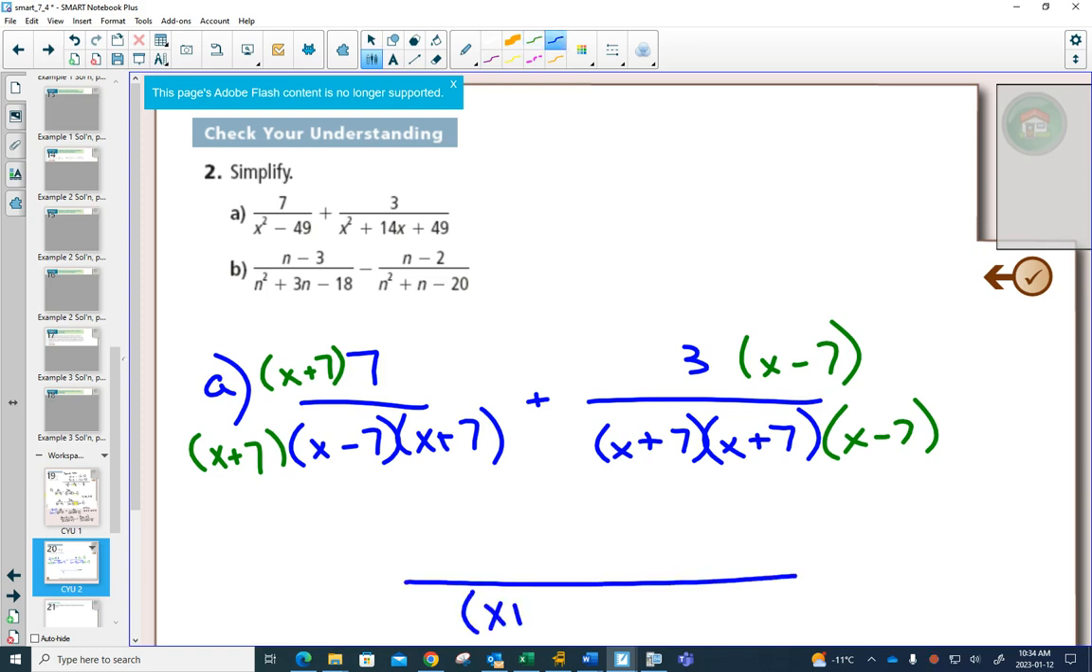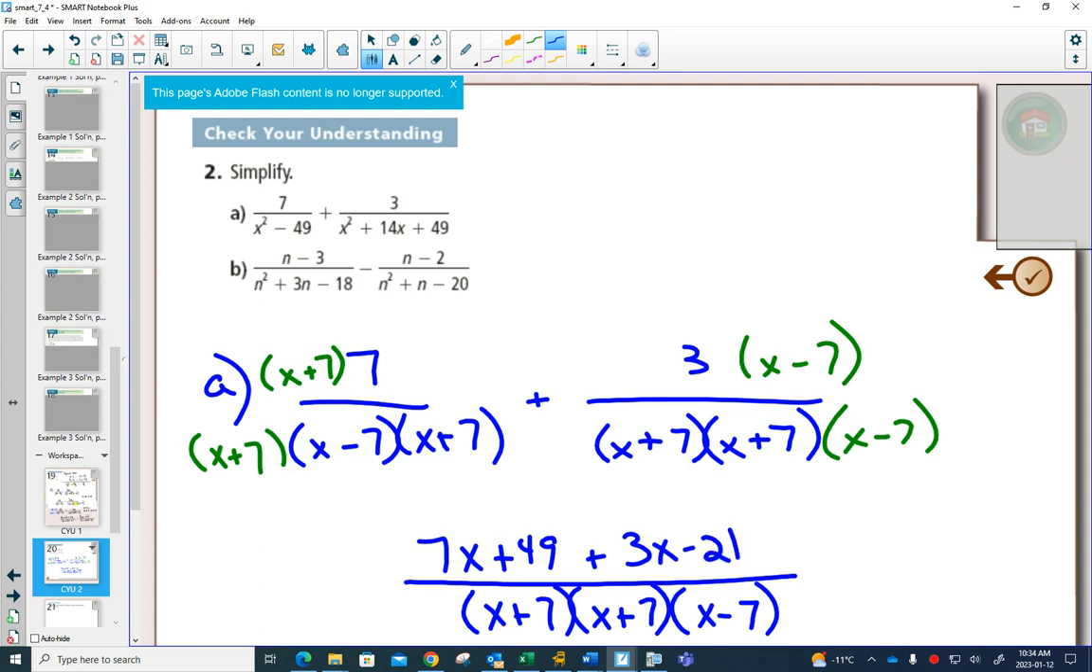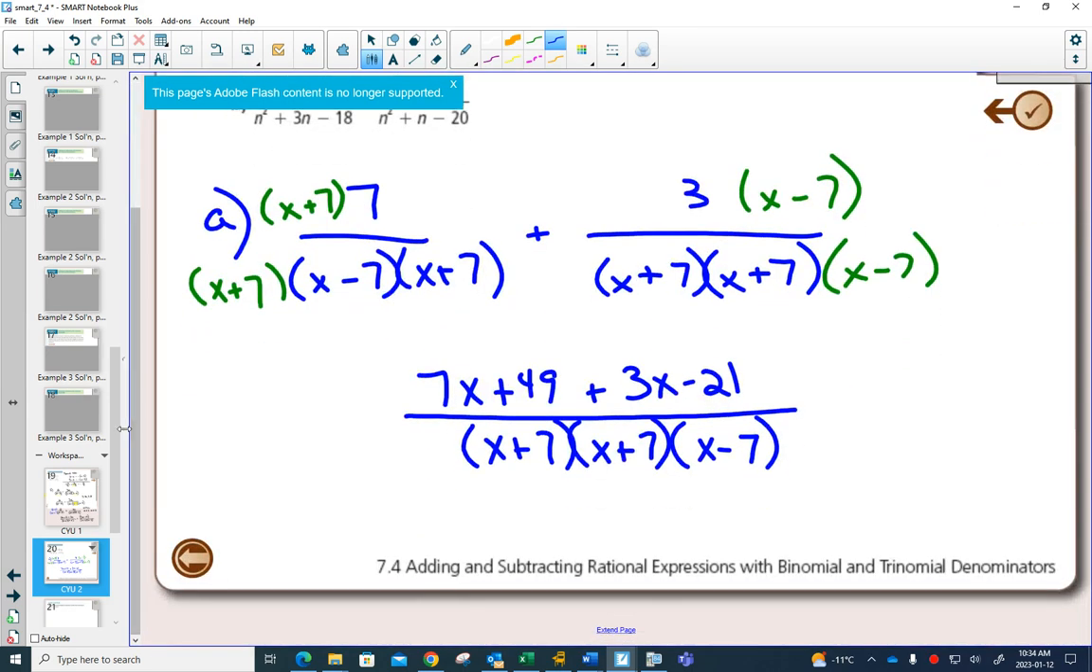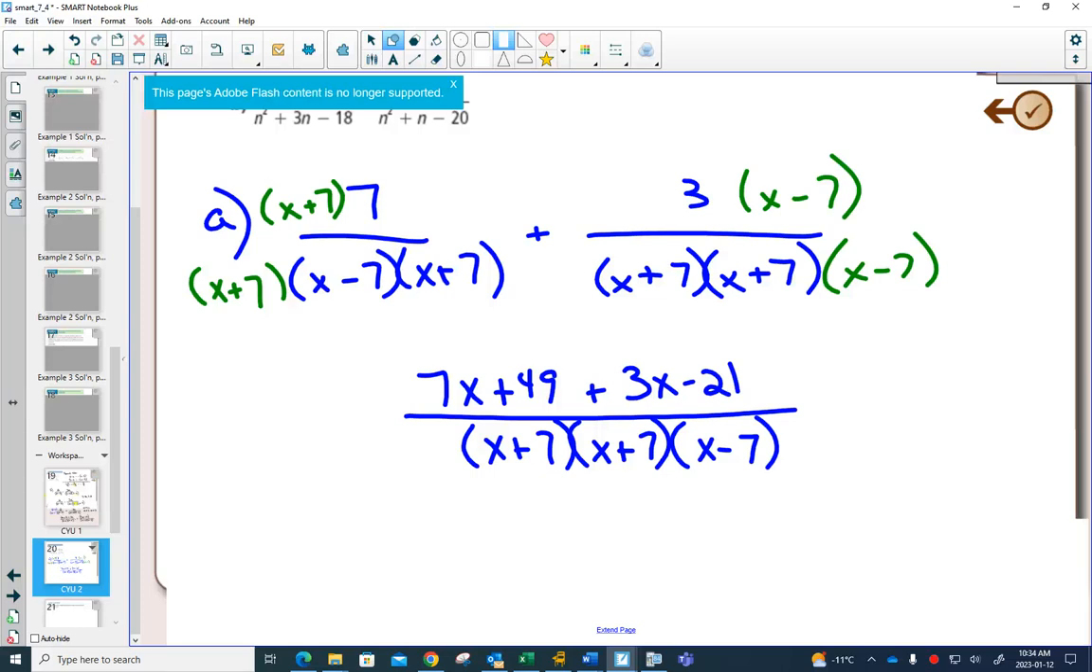And now we have a large denominator. I would leave it factored: x plus 7, x plus 7, x minus 7. And on the top, I'm going to get 7x plus 49 there, plus 3x minus 21 there. I have like terms, so I can add those like terms.